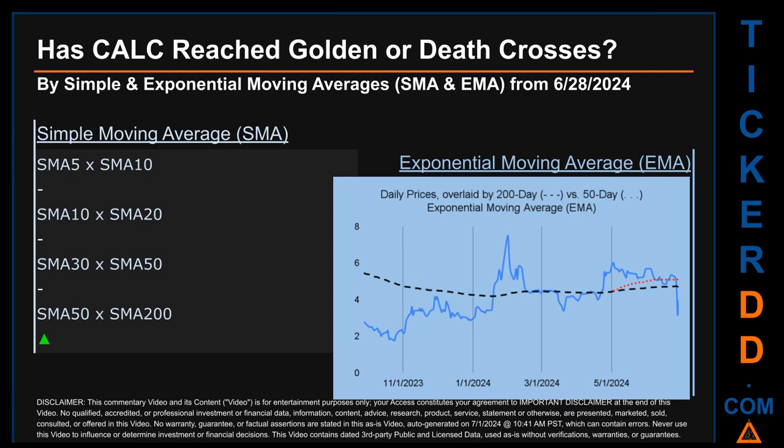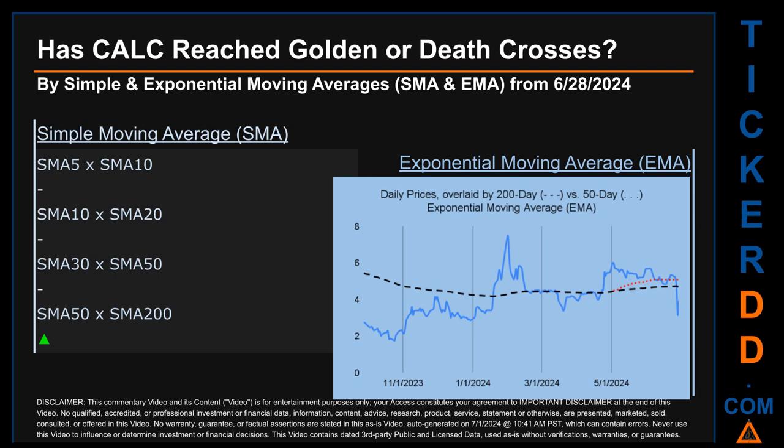Has CALC price reached golden or death crosses? Golden cross and death cross are basic signals that compare average prices across two specified trade day ranges, a short-term versus a long-term range. For example, 5-day versus 10 trade days. Essentially, a golden cross is a bullish signal. It appears when a ticker's short-term moving average crosses above its long-term average. Vice versa, a death cross is a bearish signal when the short-term crosses below its long-term moving average.